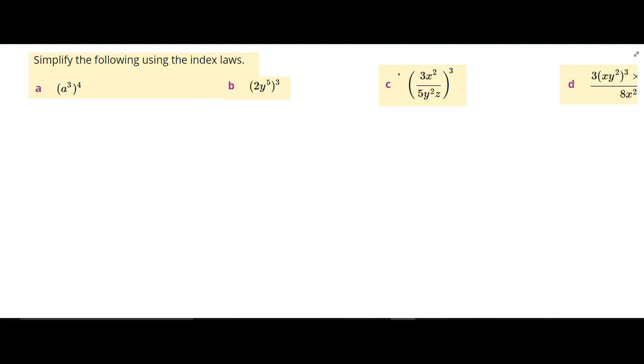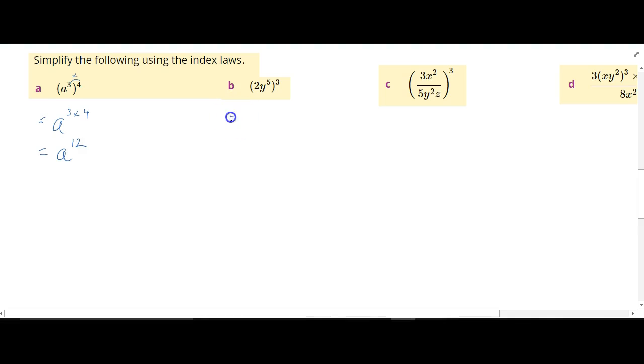Now, if you remember correctly, I think it's index law 3, which states that if there's an index number raised to another power, you times those two. Okay, so a^3 to the power of 4 is actually a^(3 times 4). Okay, that's a to the power of 12. That's as far as you can go with this one.